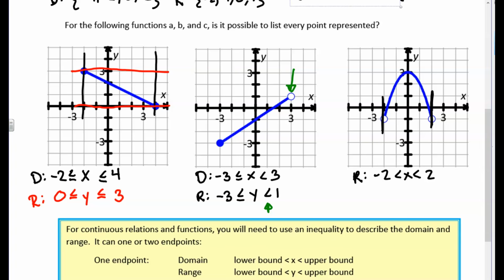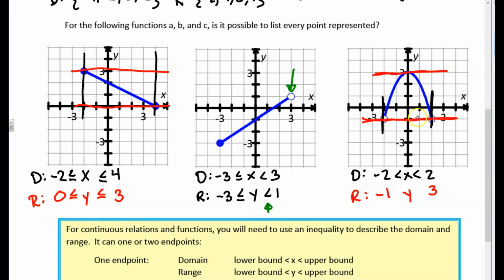Now my range on the other, that was my domain. What am I doing, guys? Give me a second. Let's change that to domain. My range, on the other hand, is going to be a little bit different. It's the highest value and the lowest value. The highest this function goes is 3, and the lowest this function goes is -1. So our range is between -1 and 3, and range is always y values.